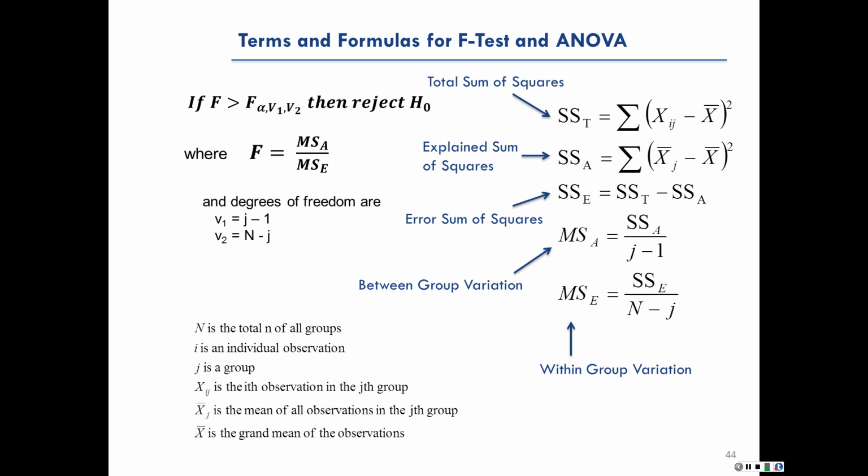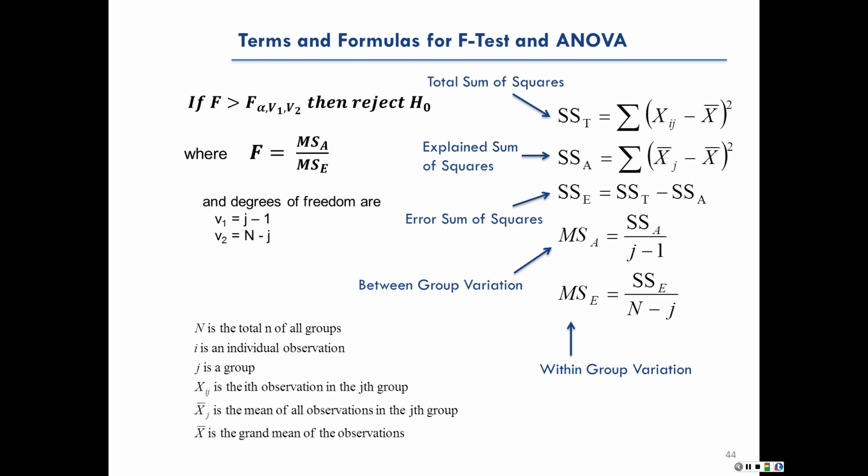Anyway, long story short, you have the total sum of squares, explained sum of squares, and error sum of squares. As you can see from the formula for the error sum of squares, as long as you have the total and the explained, you can figure out the error sum of squares. Once you have that information, then you can calculate the between group variation and the within group variation, the MSA and the MSE there. Once you've got that information, then you can calculate the F-test.